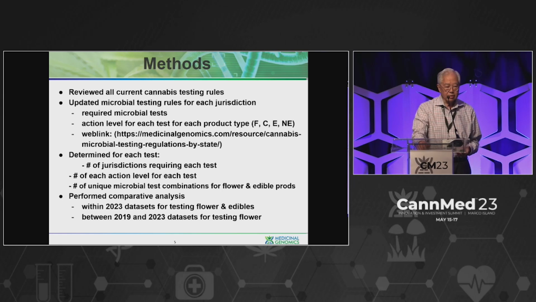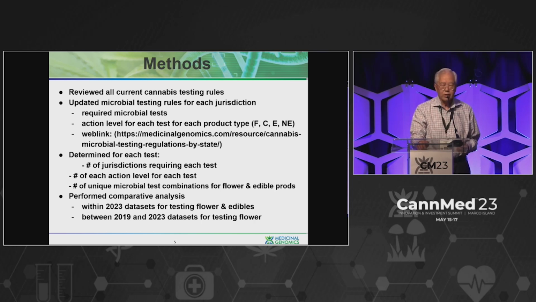This slide shows the methods of our study. First, we reviewed all the current cannabis testing rules. Then we updated our microbial testing regulations for each jurisdiction, and the 2 foci we had were the required microbial tests for each jurisdiction and the corresponding action level for each test for each product type. There are 4 product types: flower, concentrates, edibles, and non-edibles. The web link where you can find all this information updated to the present is shown in the slide.